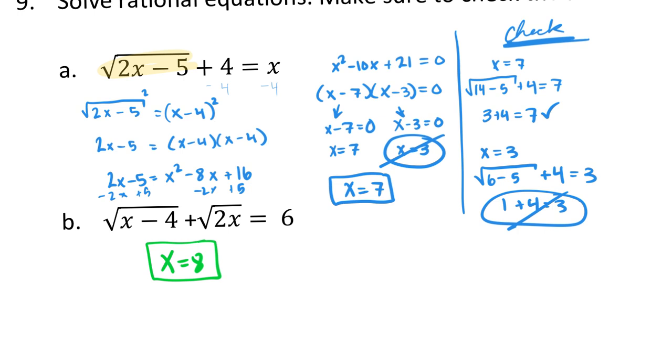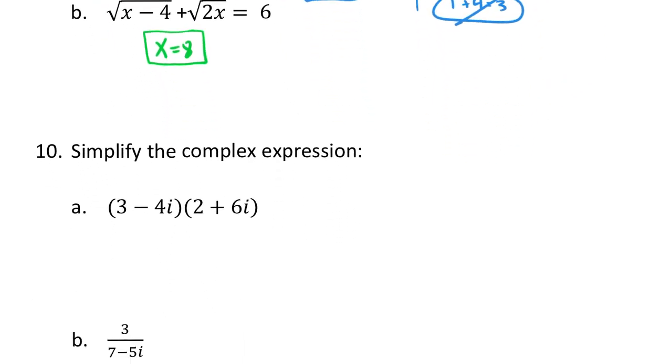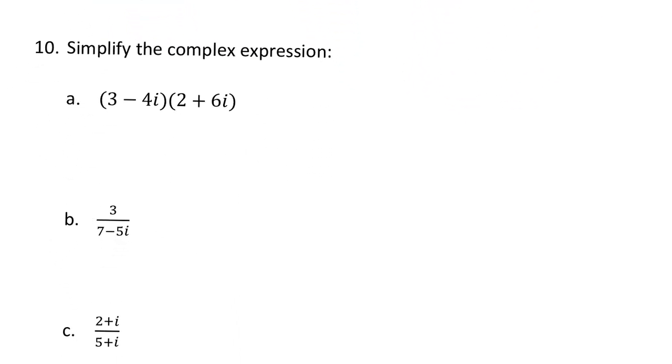That's the only answer. That means if there were 2 answers, one of them didn't work, so make sure you're checking your answer. Okay, so that is 9, solving the rational. That says rational. That is a typo, actually. It should say radical. Solve the radical equation. Do make sure you check your answer. Okay, let's look at 10 here. Ooh, 10's a good one.